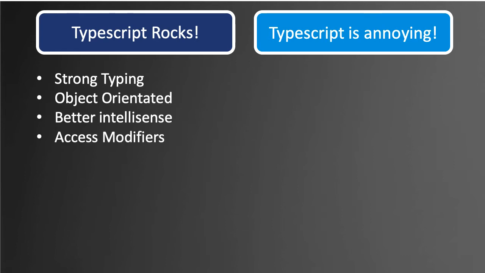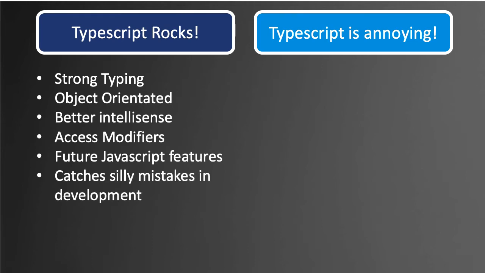We also have access to access modifiers. We can declare our code as either private or public or protected. And we get access to future JavaScript features. Certain things that in React haven't been released yet have or possibly have made it into TypeScript. And because our TypeScript code gets compiled into JavaScript, then we can use any future JavaScript feature that we want inside TypeScript. And our TypeScript compiler is going to take care of the compilation for us. As I mentioned earlier, it's going to catch those silly mistakes in development that could potentially cost you hours of your time.